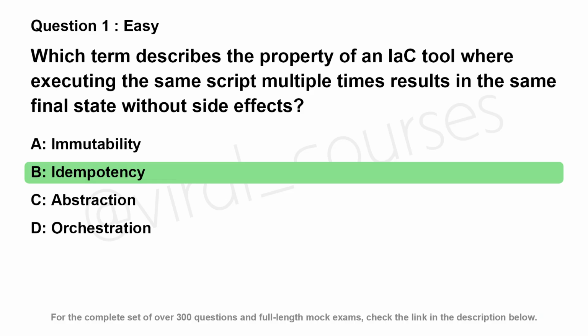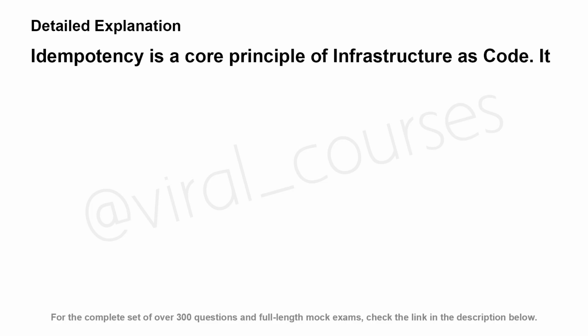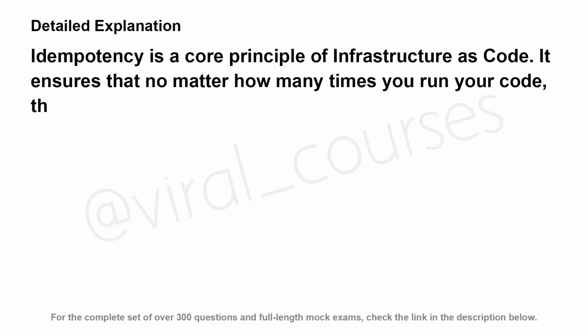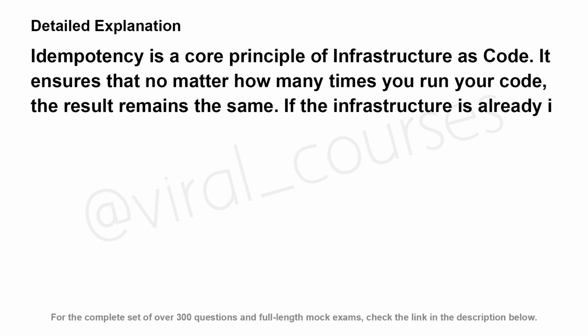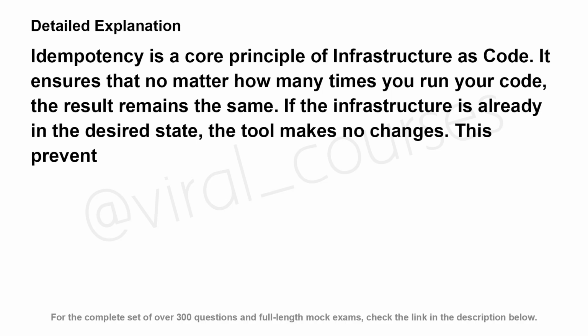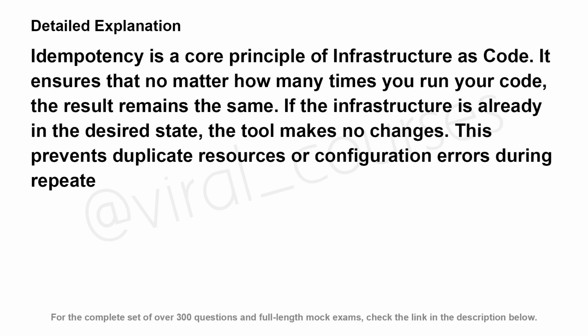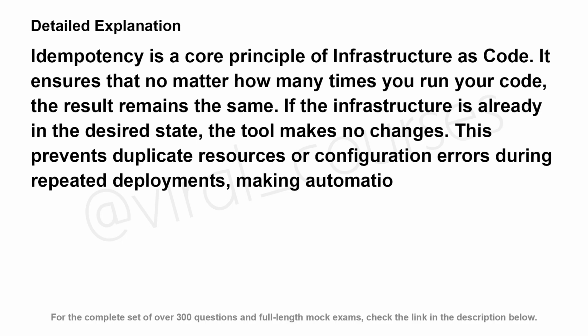The correct answer is B. Idempotency is a core principle of infrastructure as code. It ensures that no matter how many times you run your code, the result remains the same. If the infrastructure is already in the desired state, the tool makes no changes. This prevents duplicate resources or configuration errors during repeated deployments, making automation reliable and predictable.